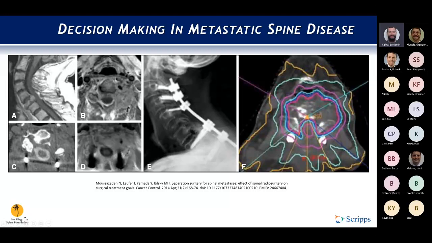Here's an example of a patient that underwent separation surgery. You have a C6 MET here with high-grade disease, compressing the spinal cord, underwent a laminectomy and fusion. You can see here they gave that 2 millimeters of space, and we're able to deliver, here, this is the 15 gray isodose line here, and the spinal cord was experiencing some dose less than that.